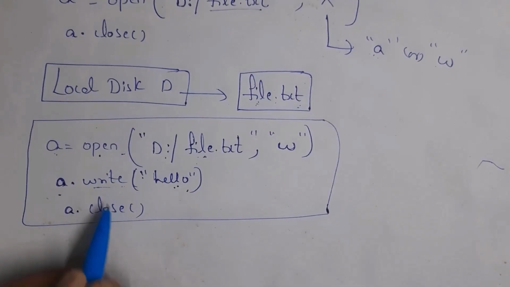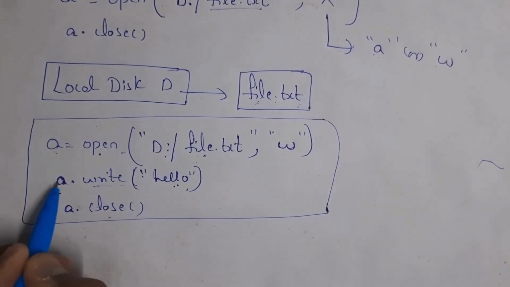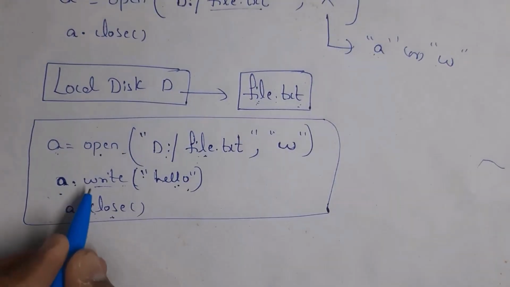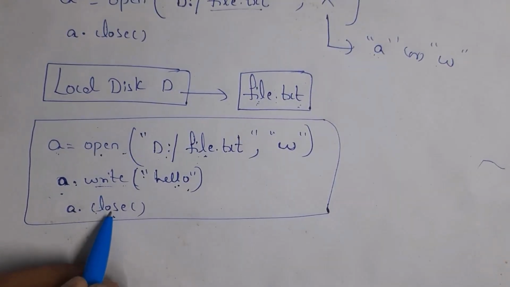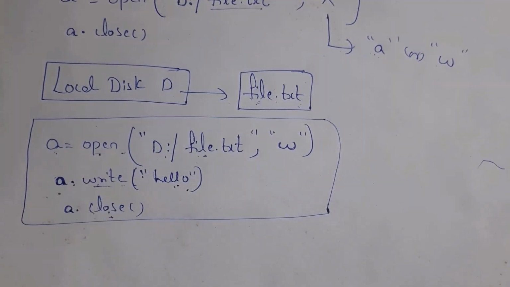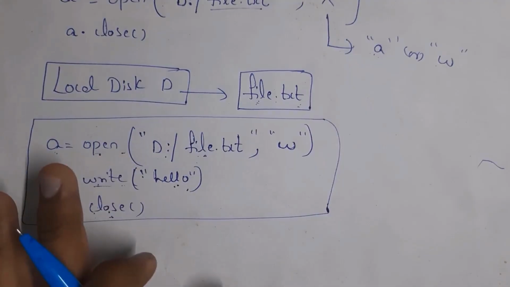Here write and close are methods, because we are including the object name, that is a.write, a.close. So we call this write and close as methods. Open is a function, because we do not include an object before the function. I just wrote open, that's it.